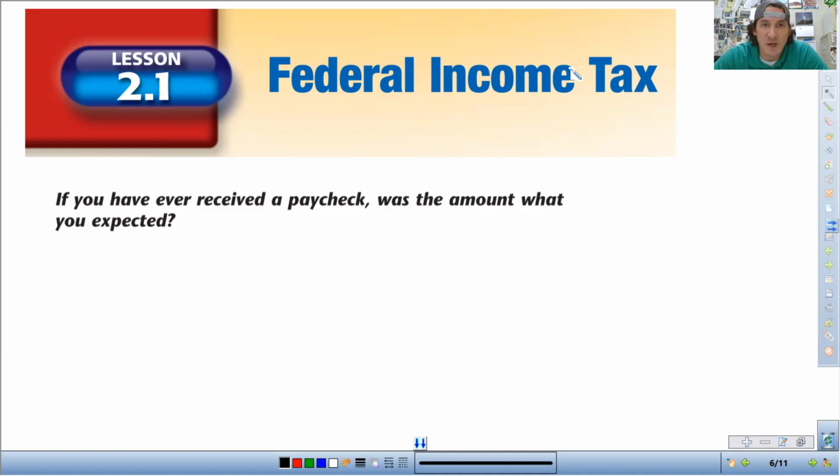The difference between gross income and net income is that gross income is everything that you earn before taxes. Your net income is what you actually take home in your paycheck. And so in this chapter we're going to be talking about some of those things that are withdrawn from your paycheck. Federal and state income tax are two of the big things. Today we're talking about federal income tax.